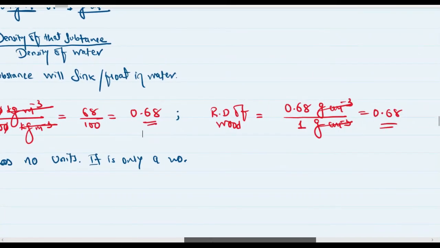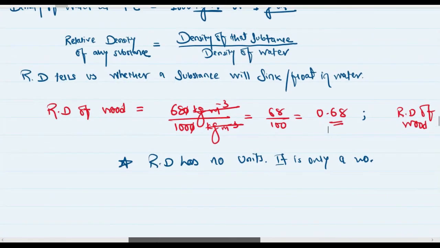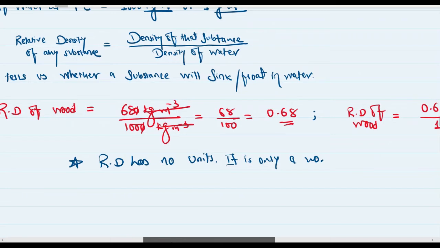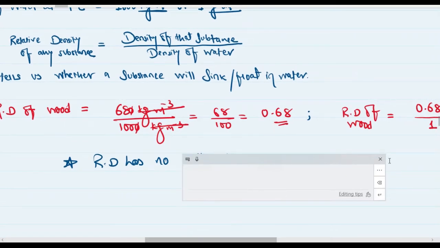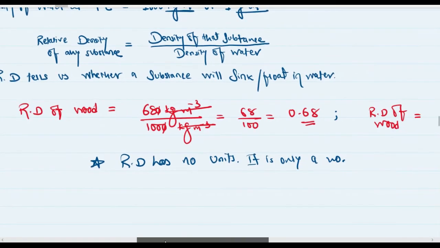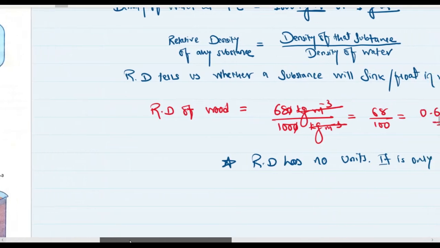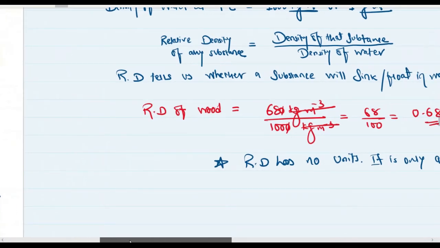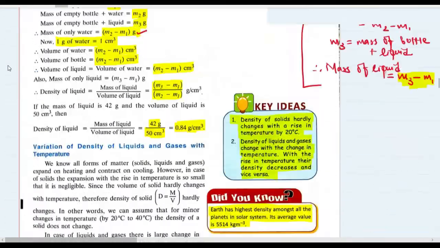And one more important thing which we understood about relative density is that it has no units. It is only a number. So how does it tell you whether a substance will sink or float? I will tell you, but after a couple more examples. Let me take one more example for you.